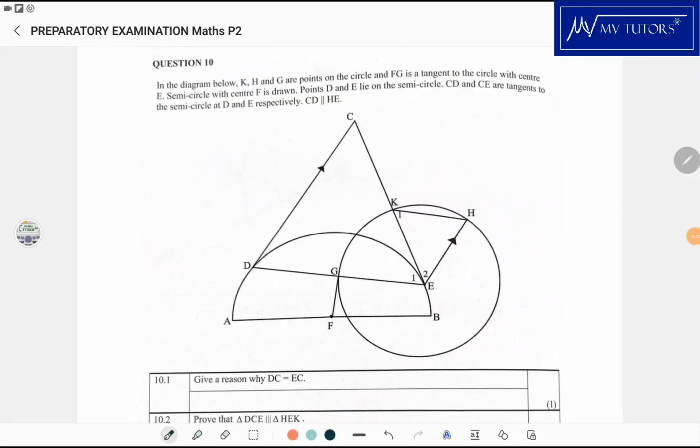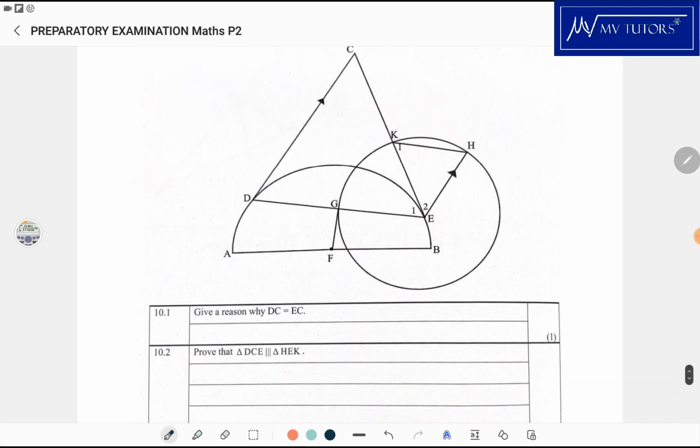Okay, let's look at question number 10. In the diagram below, K, H, and G are points on the circle. I can see them. There they are. And FG is a tangent to the circle with the center E. Where is it? Oh, there it is. Semicircle with center F is drawn. I see it. Points D and E lie on the semicircle. Okay, I see them. CD and CE are tangents to the semicircle at D and E respectively. And then CD is parallel to HE. It is also shown on the diagram.